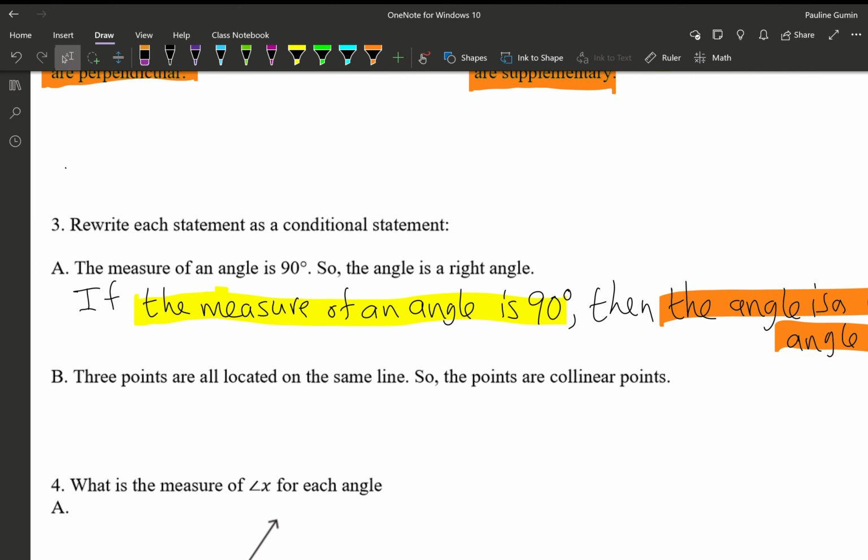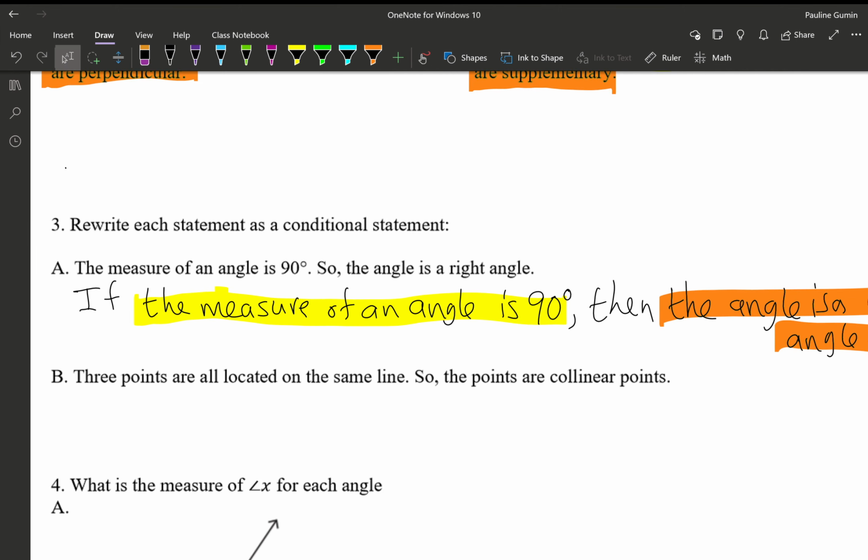Letter B, 3 points are all located on the same line, so the points are collinear points. Let's start with the if. If 3 points are all located on the same line, that's my hypothesis, then the points are collinear. And the part that says the points are collinear is my conclusion.